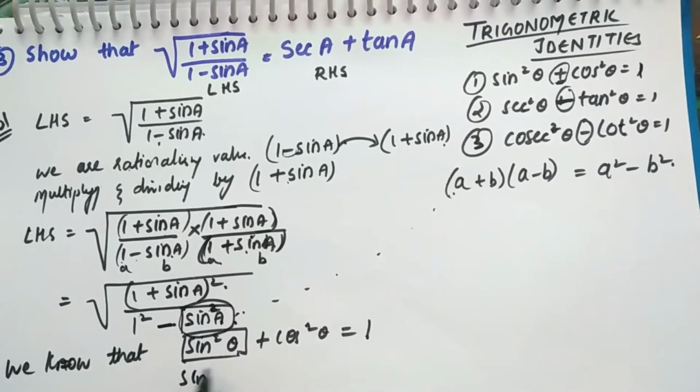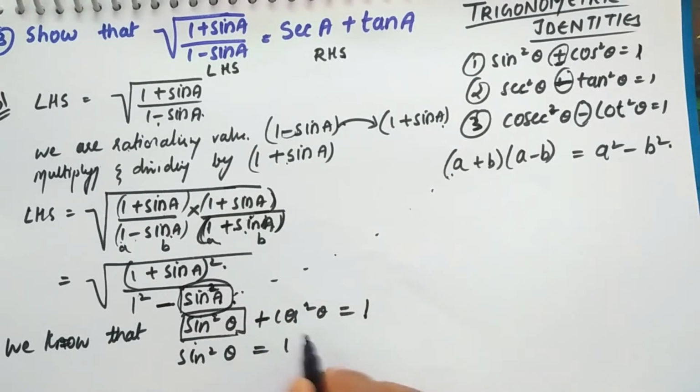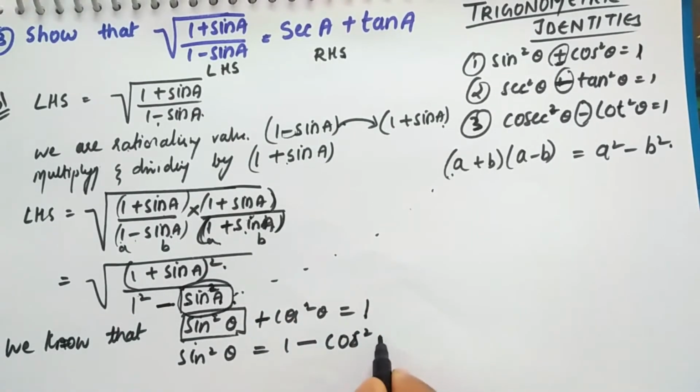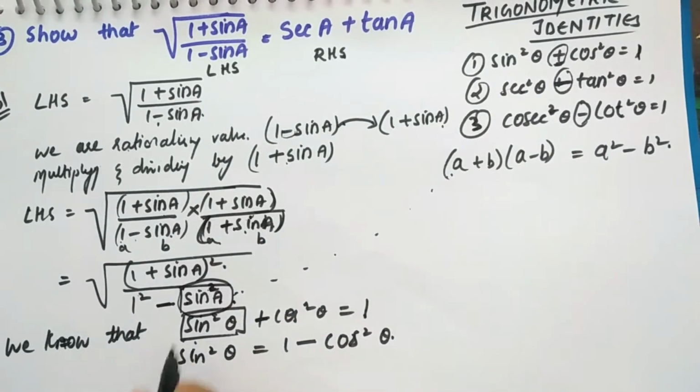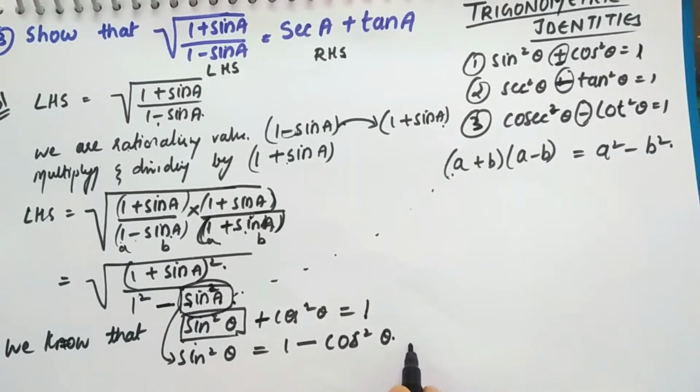So what will it be? Sine square theta will be equal to 1 minus cos square theta, right? We are sending the cos term to the other side of the equation. So what we are doing here is replacing the sine square a value with 1 minus cos square a.